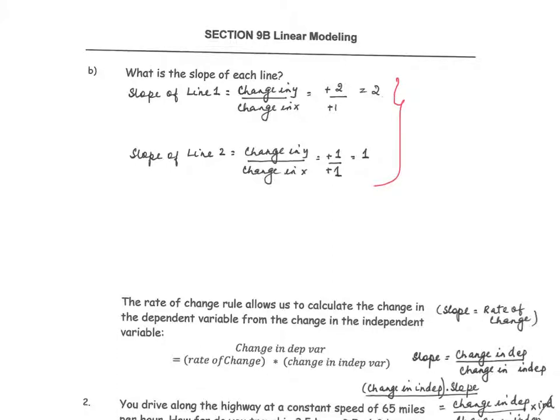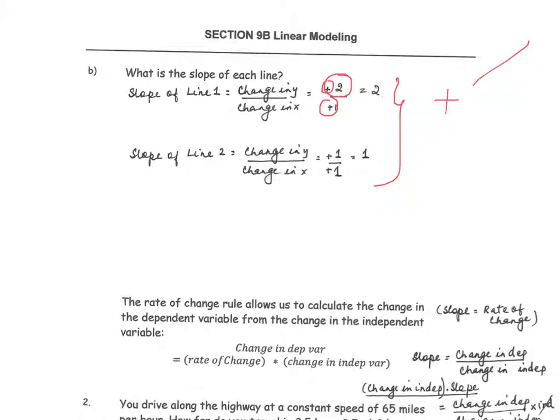Change in y over change in x is 2 over 1 for line 1. For 1 unit increase in x, y increases by 2 units. So an increase is always positive, and that's why you see these positive signs. So the slope is positive. A rising line always has positive slope.